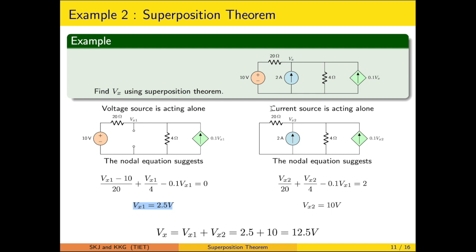When the current source is acting alone, the voltage source is short circuited. Likewise, you are writing the nodal equation. So Vx2 upon 20 minus 2 plus Vx2 upon 4 minus 0.1 Vx2 is equal to 0. So that 2 is taken on the right hand side, and the resulting equation is likewise. So Vx2 we will be getting 10 volt, and ultimately the superposition is established, which is suggesting 12.5 volt.